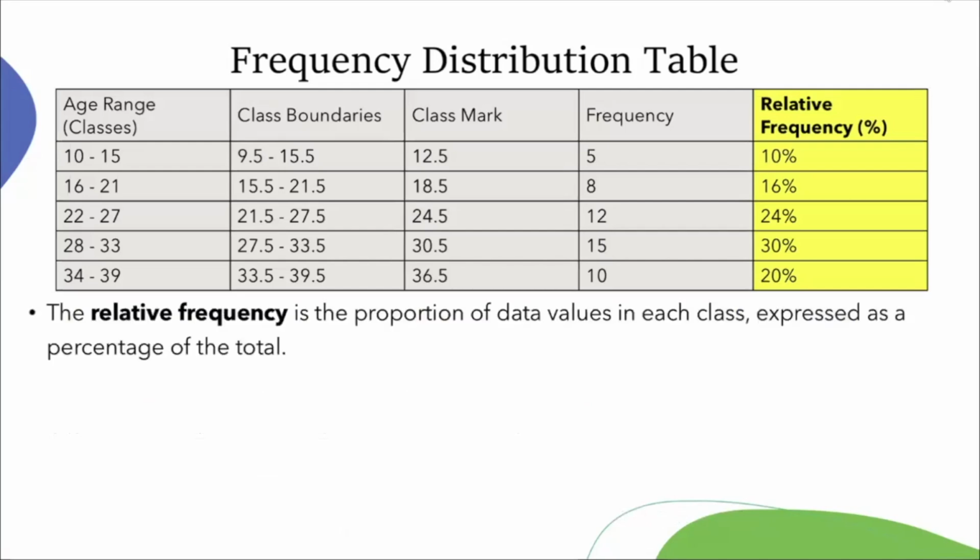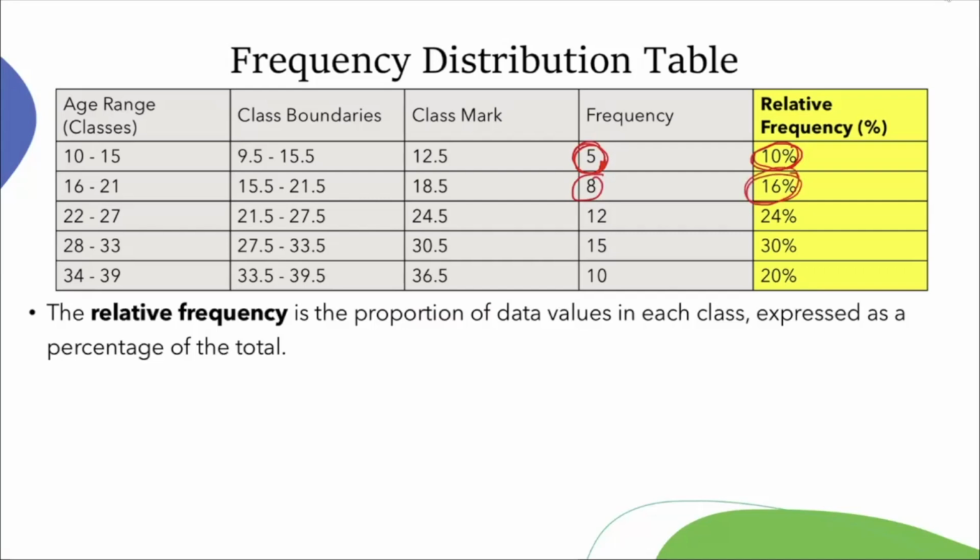Okay, relative frequency is the proportion of data values in each class expressed as a percentage of the total. All this means is that we are taking the frequency and converting it into a percent. So this 5 is, remember that this is out of a total of 50. So this 5 is 10% of the total. And this 8 is 16% of the total.